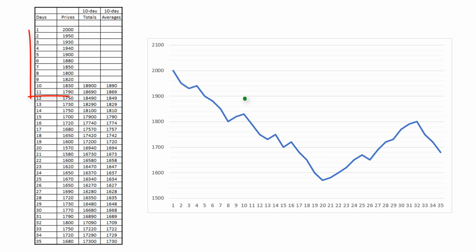Then, on the next day, when you get the closing price for that day, i.e. day 11, you add that into your average and remove the oldest day, i.e. day 1. So each day, you add the most recent day's price, take off the oldest day's price, and recalculate your average by dividing by 10.